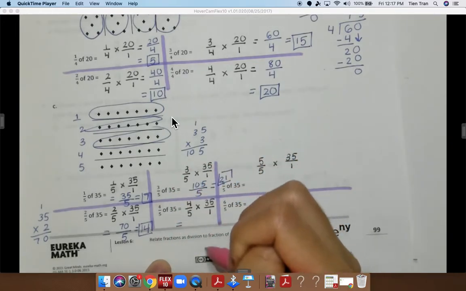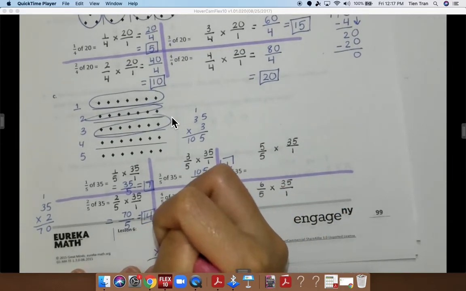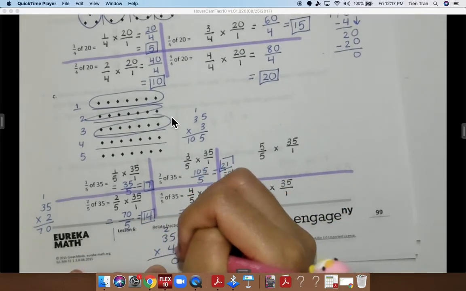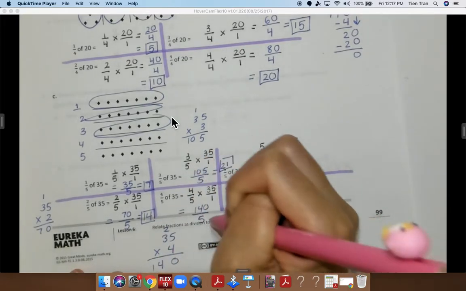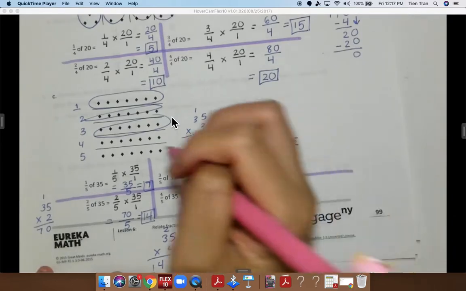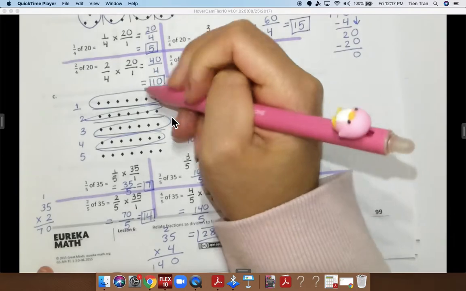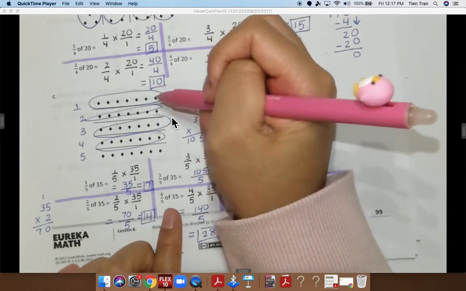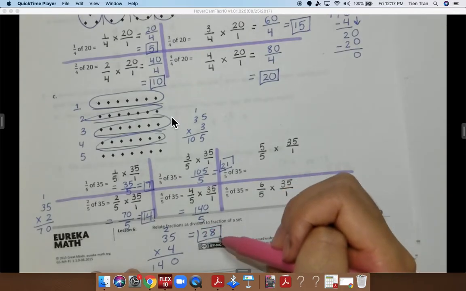The next one, you have 4/5 of 35. So you would multiply 35 times 4. 5 times 4 is 20. 4 times 3 is 12, plus 2 is 14. You get 140 divided by 5. And when you divide that, you are going to get the answer of 28. And that is the same as looking at 4/5 of this. So 1, 2, 3, 4. 4 times 7 is equal to 28.